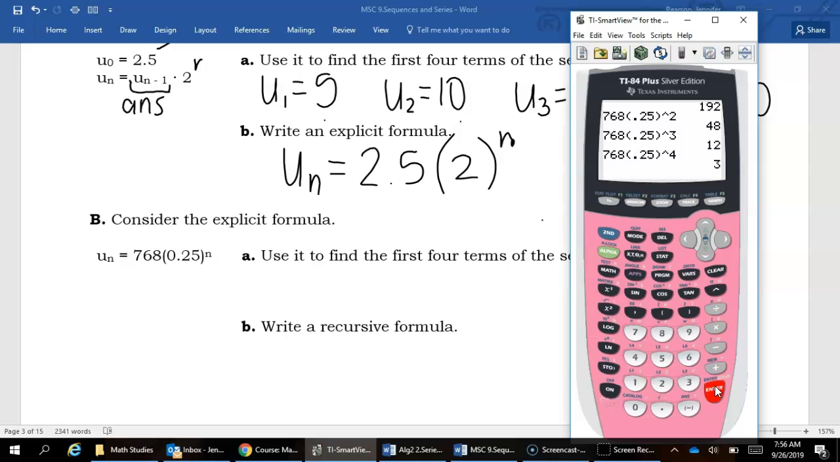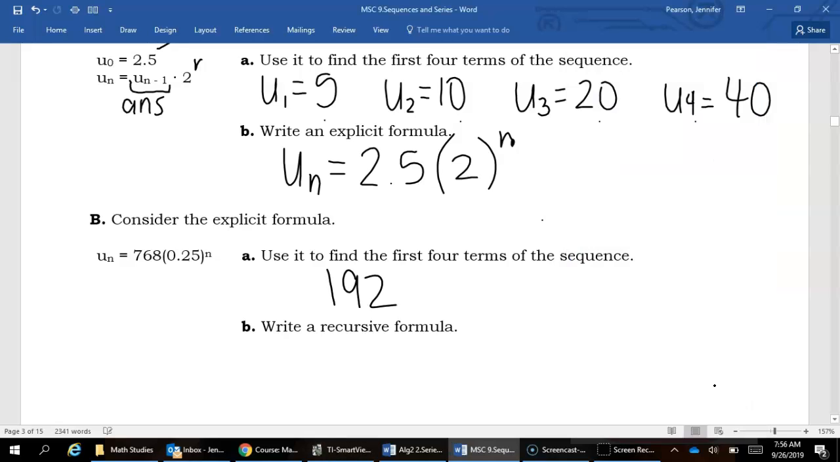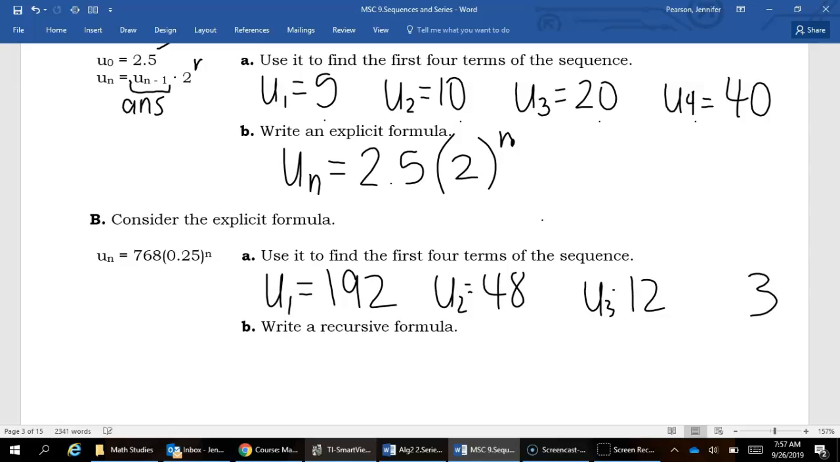Let's see if I can remember these. 192, 48, I already forgot. 12 and 3. I'm going to come back and label them now. The first answer was, the second answer was, the third answer was, and the 4th answer was.